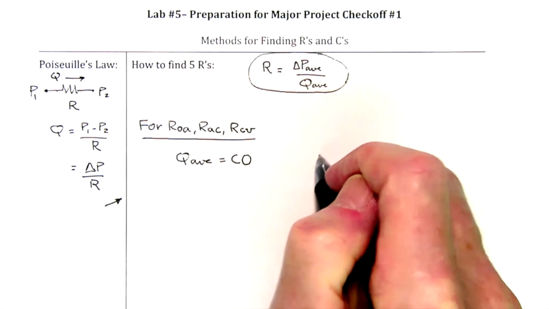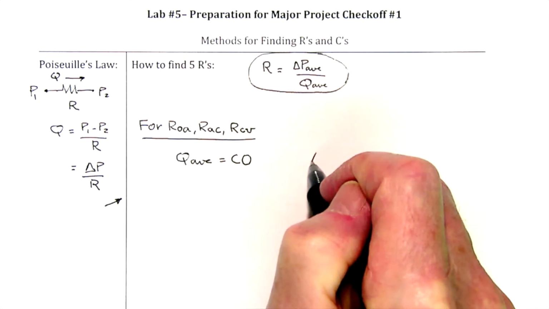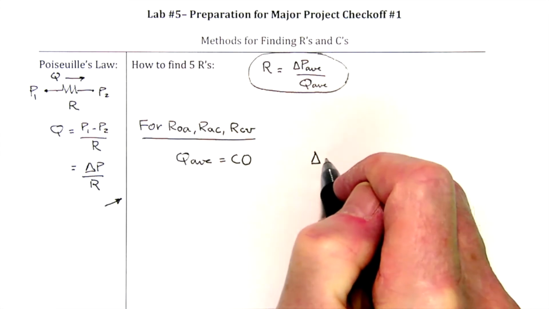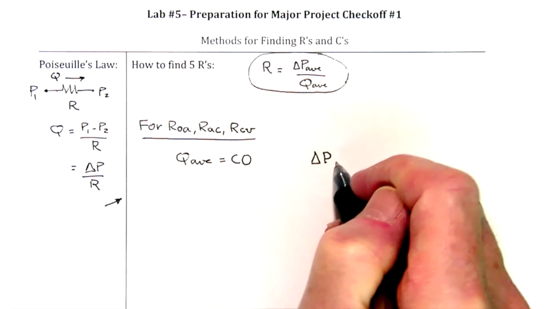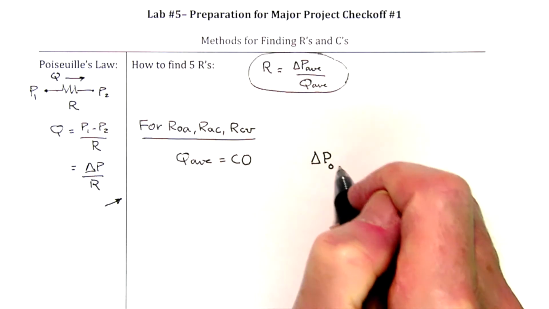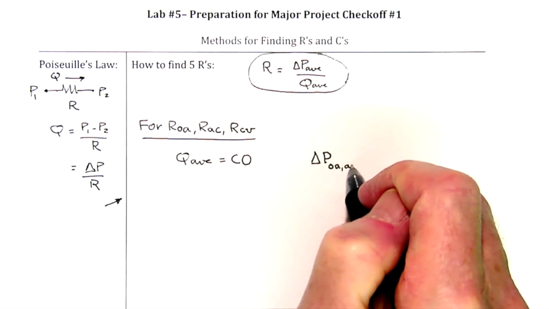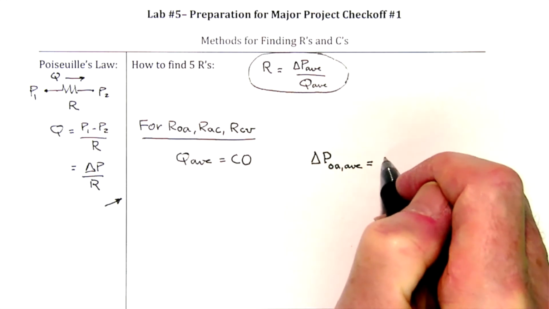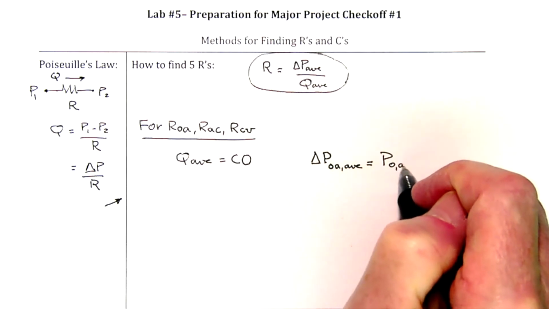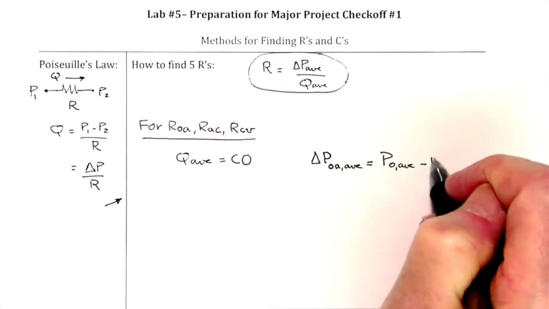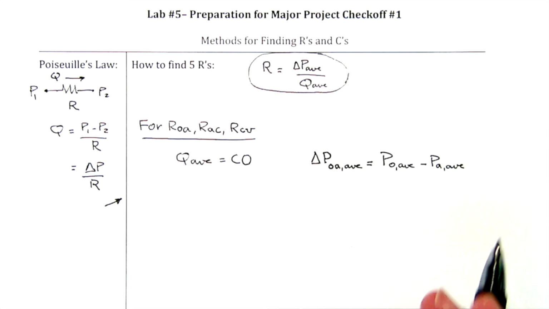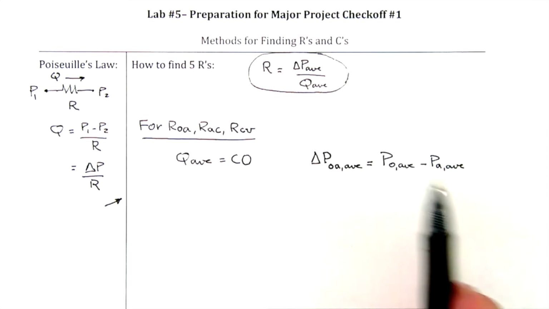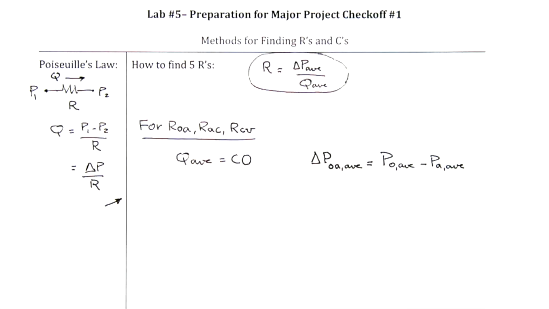Now, how about the average pressure in the numerator? Well, let's just use 1 to start with for the resistances. And I'm going to say that the average pressure drop between the aorta and the arteries on average is given by the average pressure in the aorta minus the average pressure in the arteries. That makes sense. Where do we find those values? Well, there is a graph in the textbook that's very helpful.